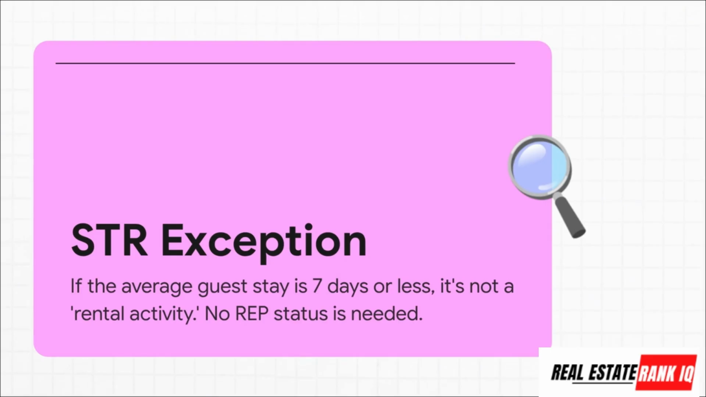Here it is. If the average guest stay in your property is 7 days or less, the IRS says it's not technically a rental activity under those tricky passive loss rules we talked about. We're talking about your classic Airbnb or VRBO model. Because of that short average stay, the activity is no longer automatically treated as passive. It's a total game changer.